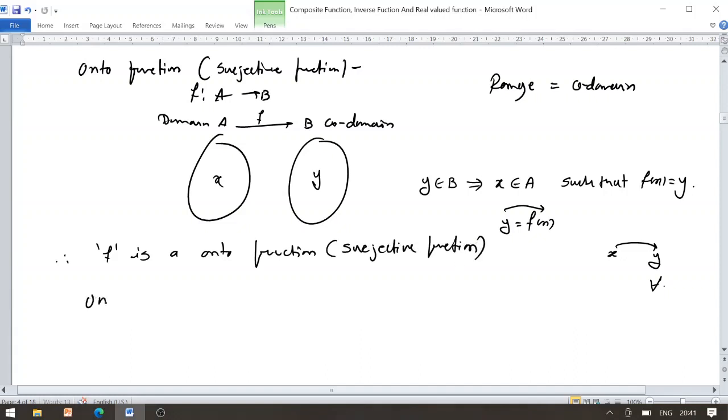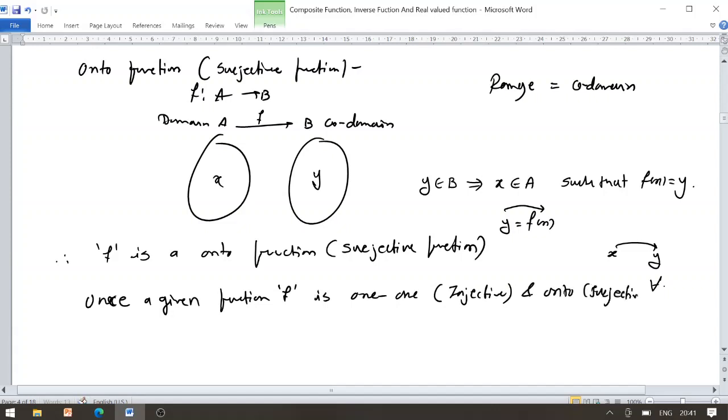Now once a given function f is one-one and onto, one-one means injective and onto means surjective, then f is said to be a bijective function. A bijective function.